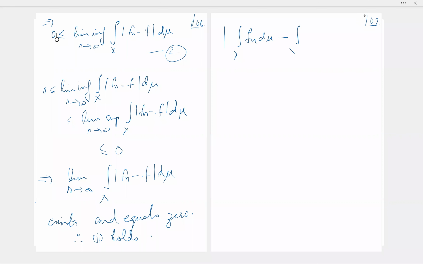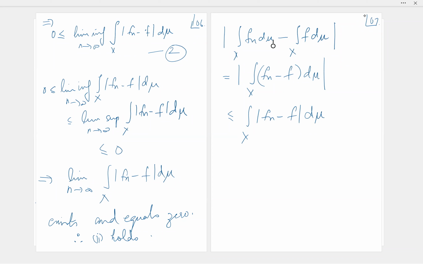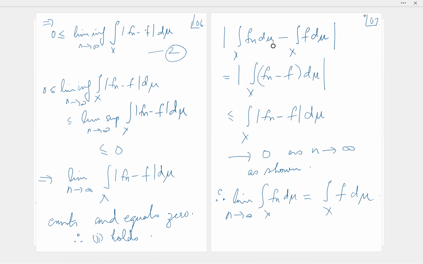Fn d mu. So this should go to zero, right? But here, this is the linearity we proved yesterday. So I'm using that. And then we said the mod of the integral is less than equal to the integral of the mod. So I'm using that here. And this goes to zero as n goes to infinity, as shown. Therefore, that takes care of our Lebesgue dominated convergence theorem, a very, very important tool in analysis.